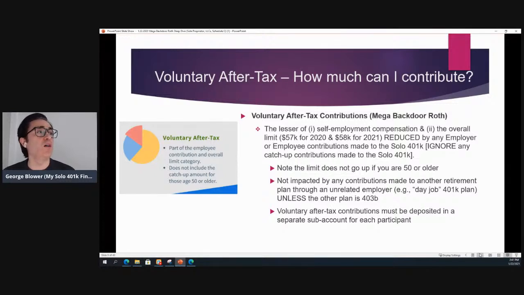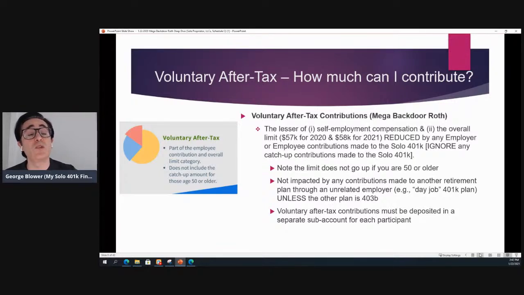Our next slide here, we talk about voluntary after-tax contributions, which is really one of the core elements of the Mega Backdoor Roth. So here, the limit is the lesser of your self-employment compensation or the overall limit, which is $57,000 for 2020 or $58,000 for 2021, reduced by any employee or employer contributions that you made to the plan.